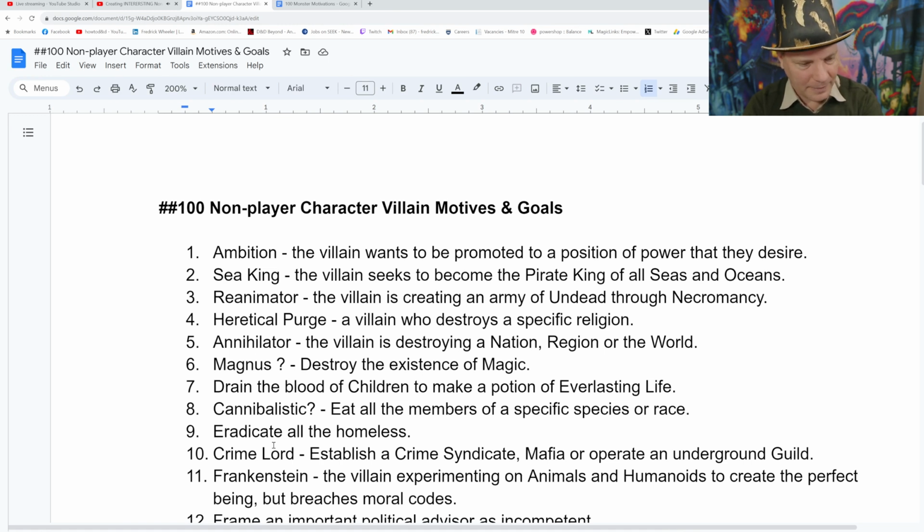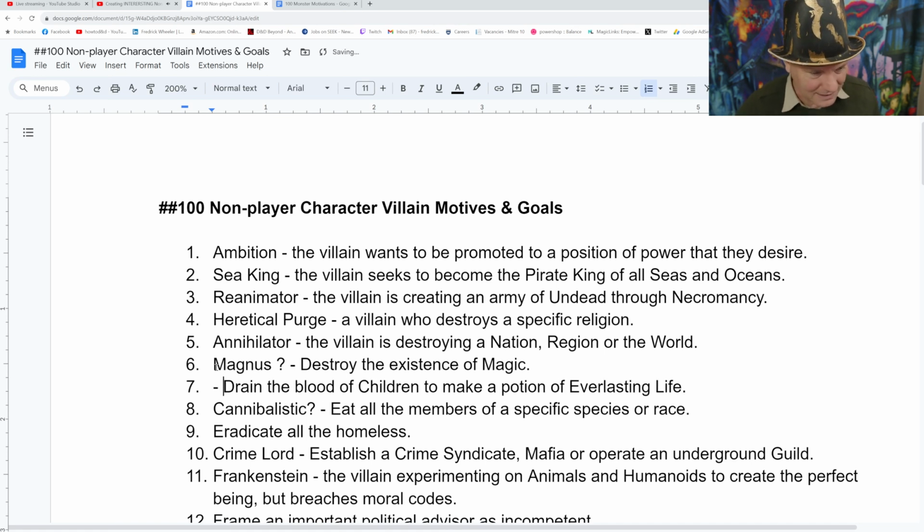Okay. Magnus. Destroy the existence of magic. I've got a question mark because I don't know what to call it. Drain the blood of children to make a potion of everlasting life. That is the motivation. We just don't have a tag name. For those of you who are wondering what's the deal with that, the tag name is just to make it easier to work out if we've already done something already.